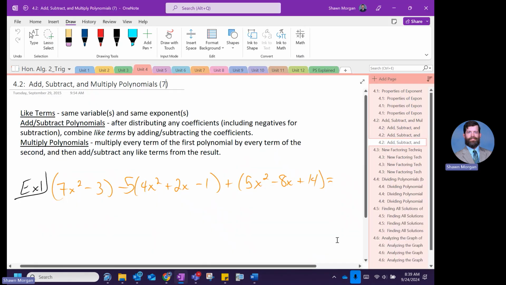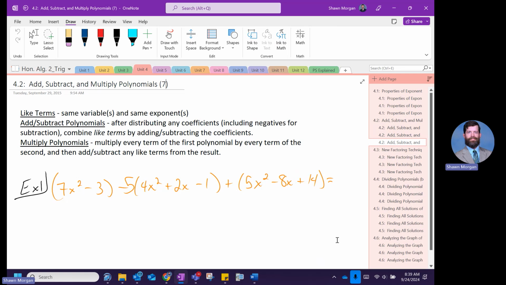Okay. So, polynomials, we've got to understand like terms. That phrase means that you've got the same variable raised to the same exponent. For this first example, as you're jotting this down, you've got a quadratic term, a linear term, a constant term. So our answer is probably going to be 3 terms.